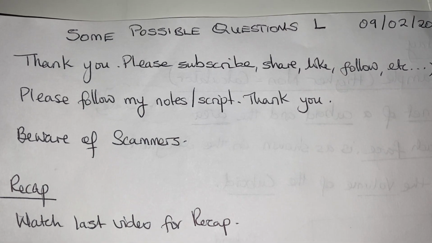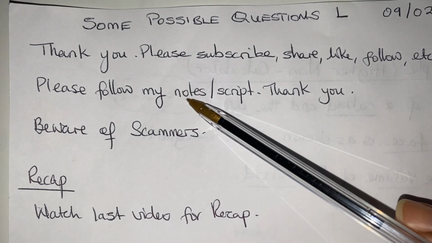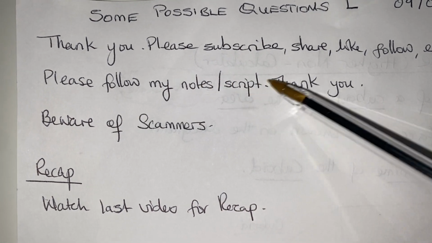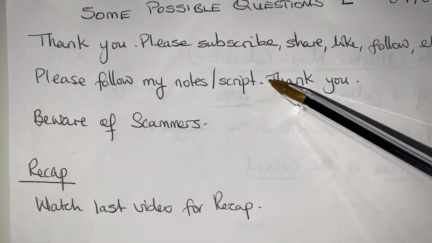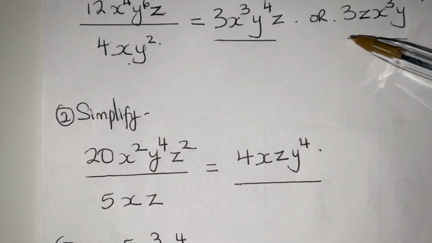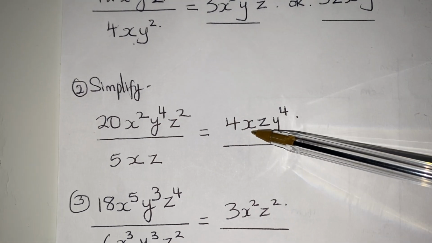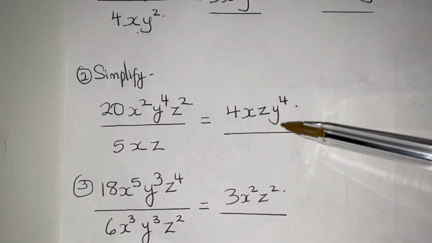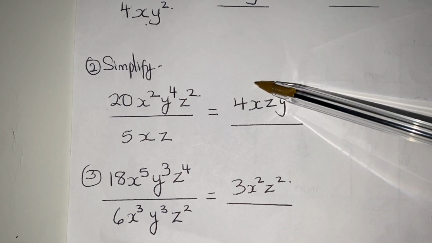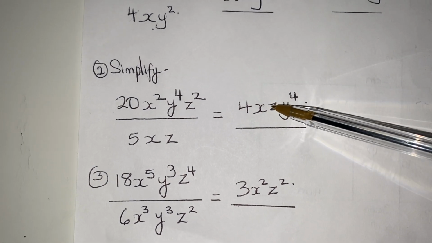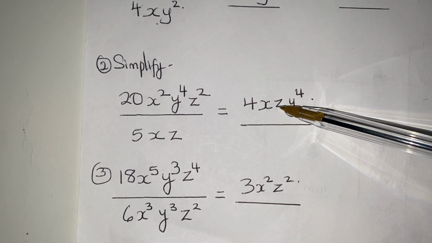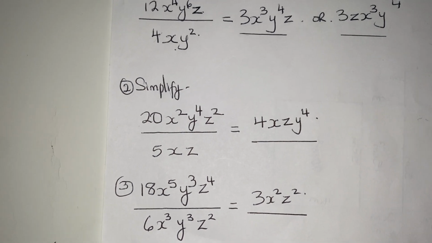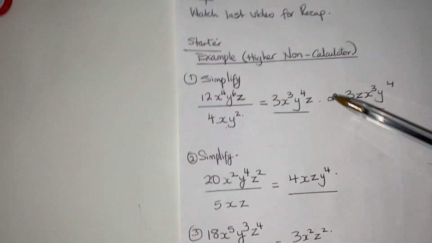It's very important. Follow my notes/script. You normally see it. Please follow my notes/script in the comment section. So for instance, this is 4xzy to the power 4. So if you hear anything apart from that, for instance, that is a z, not a 2, as in zebra. So if you hear anything apart from that, go by the notes.